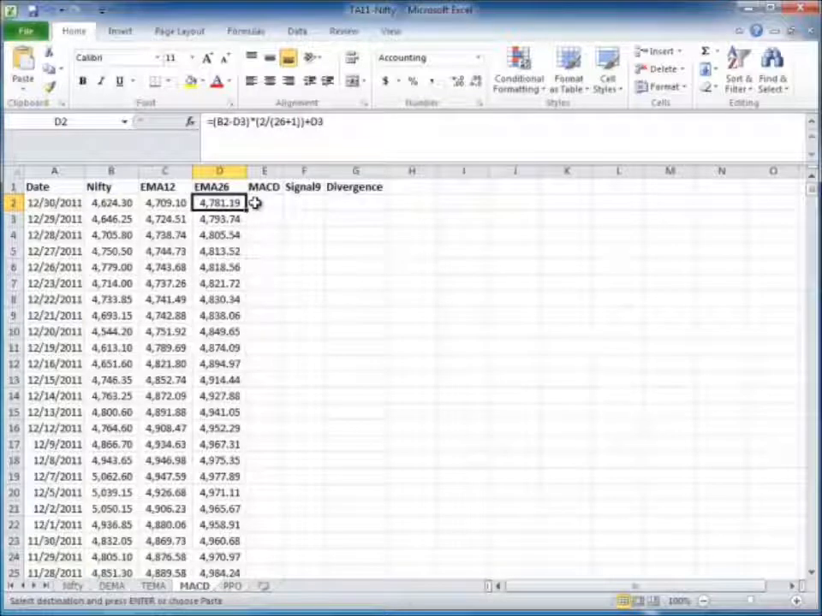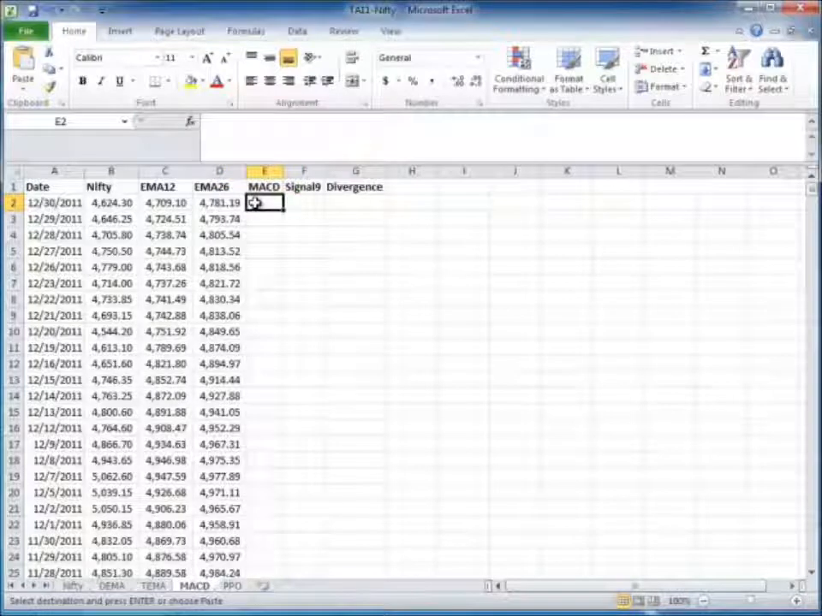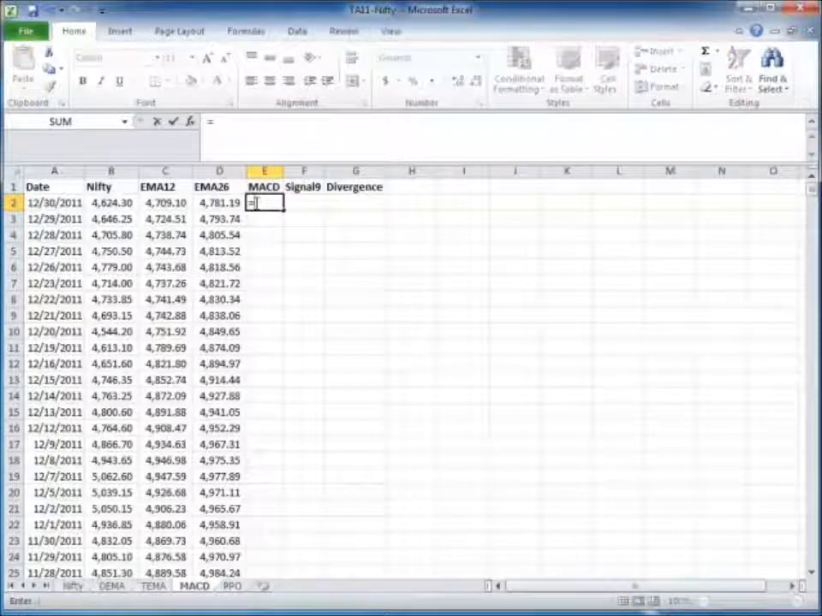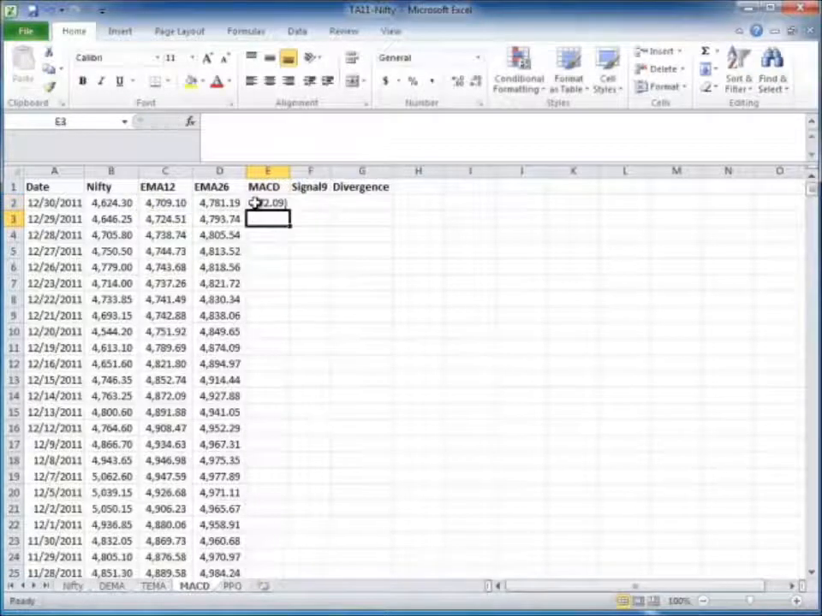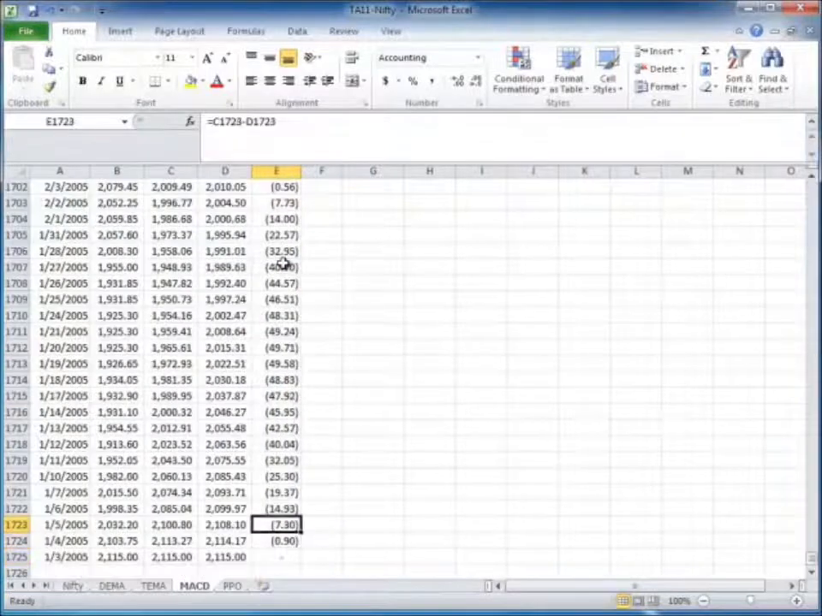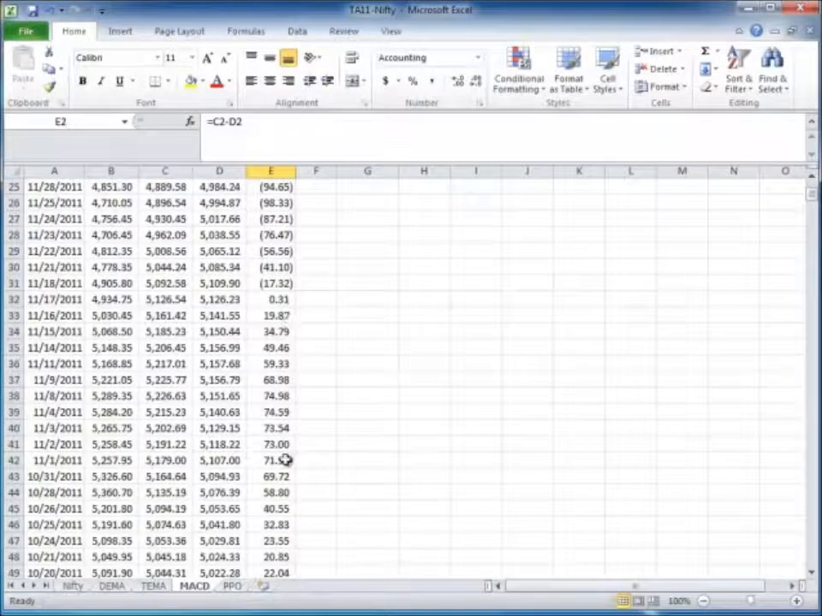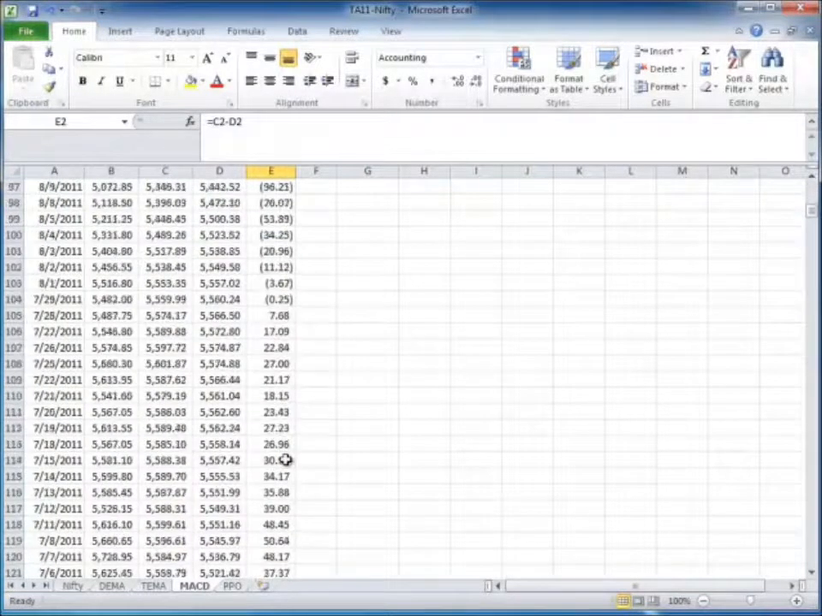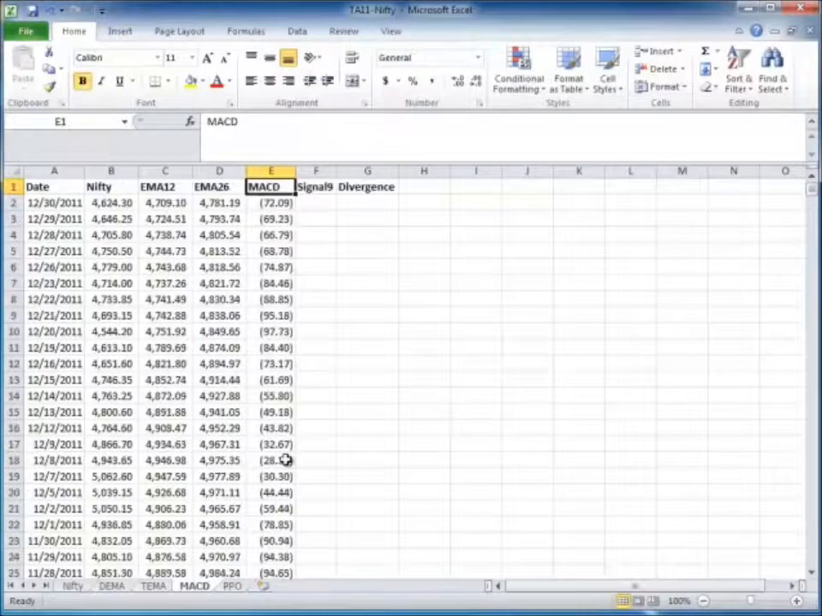The next thing we're going to do is calculate the MACD line. And the MACD line is very simple. It's going to be equal to the fast EMA, or EMA 12, minus the slow EMA, or EMA 26. Alright, and that's the MACD line. And then I just have to take this all the way down. Alright, and you can see that it's negative sometimes and positive sometimes and then negative, which is what we expect.